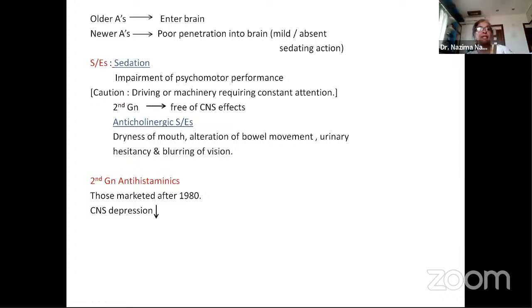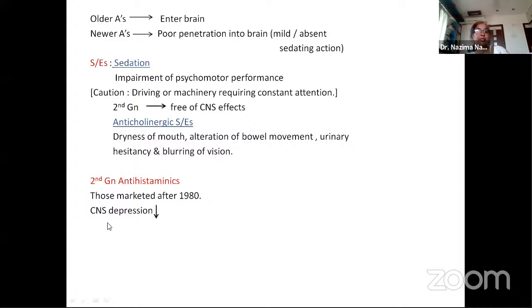Again, anticholinergic side effects are there especially with the first generation or older antihistaminics. That is dryness of mouth, alteration of bowel movement, urinary hesitancy, and blurring of vision. So these are the anticholinergic side effects related especially to the first generation antihistaminics. The second generation antihistaminics are those H1 antihistaminics which have been marketed after 1980.